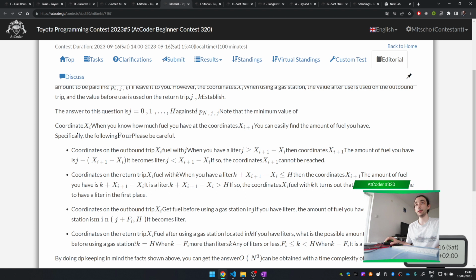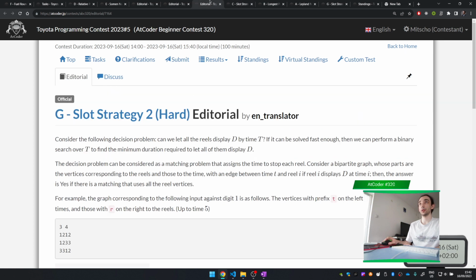Okay, I think I kind of know what he's getting up to. So there are some edge cases that have to be considered. But I'm kind of interested more in G.